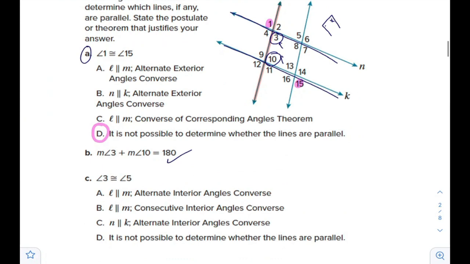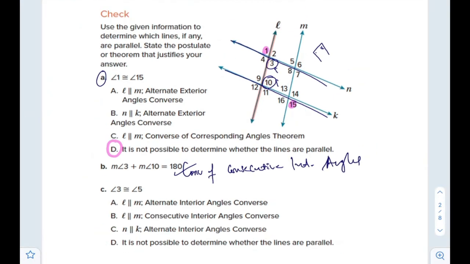So are the lines parallel? Yes. Which lines are parallel? Yes, because of consecutive interior angles converse. So, the converse of consecutive interior angles. What are the lines that are parallel? Are they lines L and M or N and K? Now remember, the transversal was L. So we are talking about line N being parallel to K.